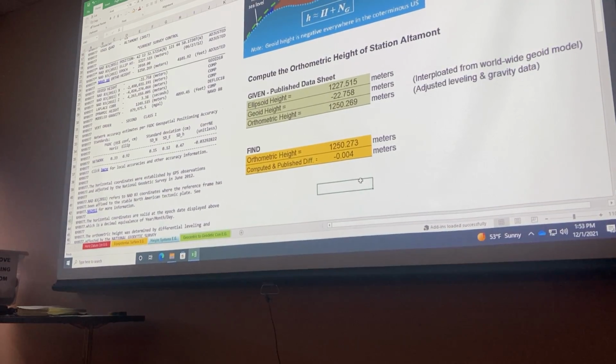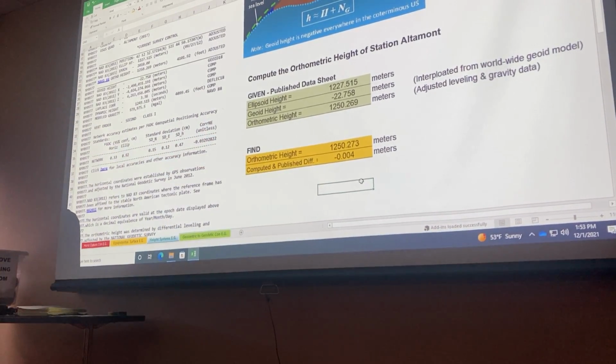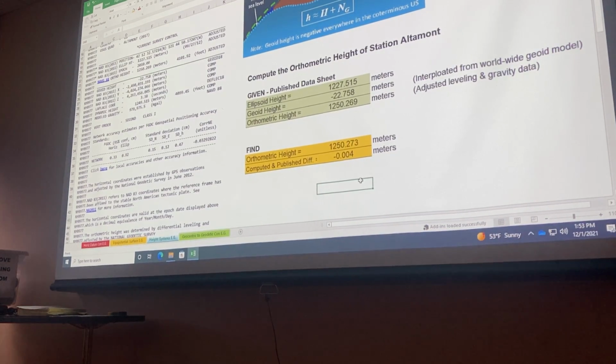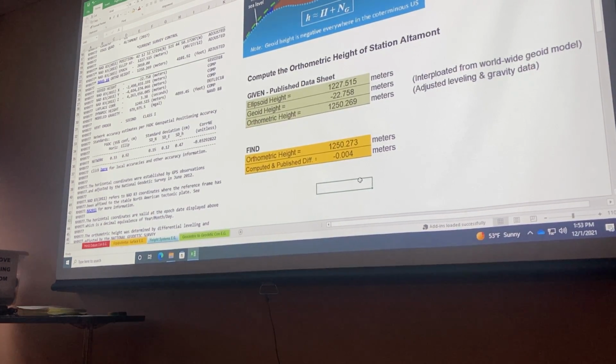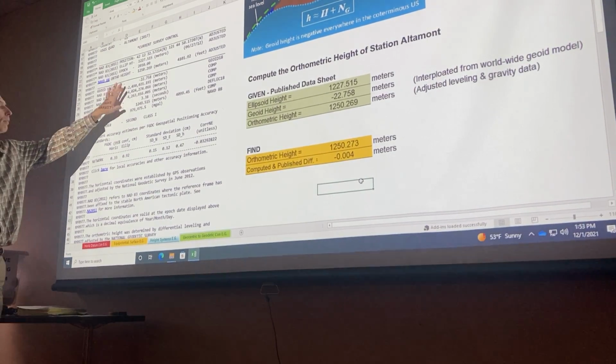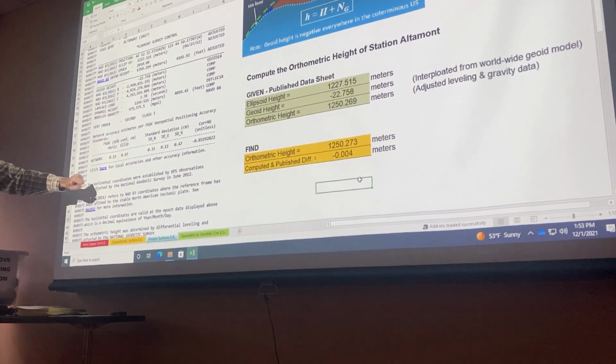So, everybody get the computations done there? Okay. So, there's a lot more stuff on the data sheet than we're going to have time to go through.